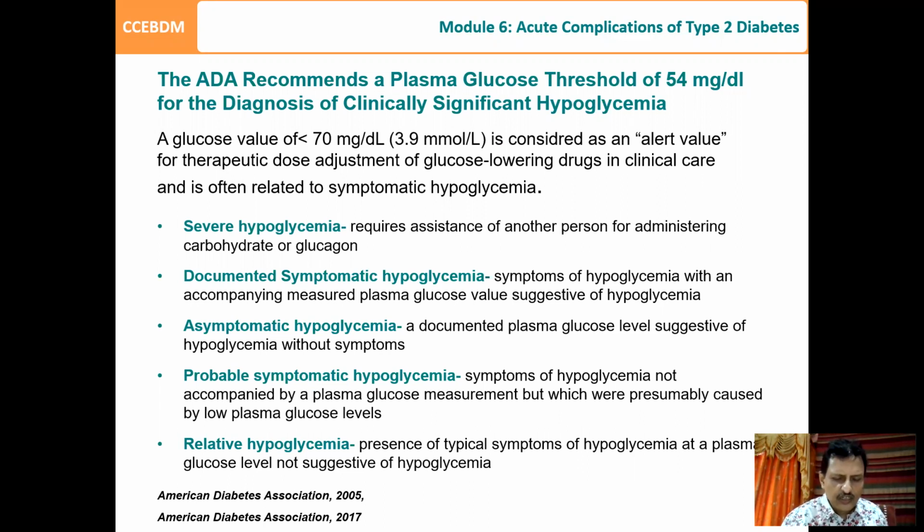So it is not satisfying the laboratory diagnostic value of hypoglycemia. So we call it relative hypoglycemia. There is a change in the blood glucose level rapidly over a short period of time, and then the patient has developed the symptoms of hypoglycemia.